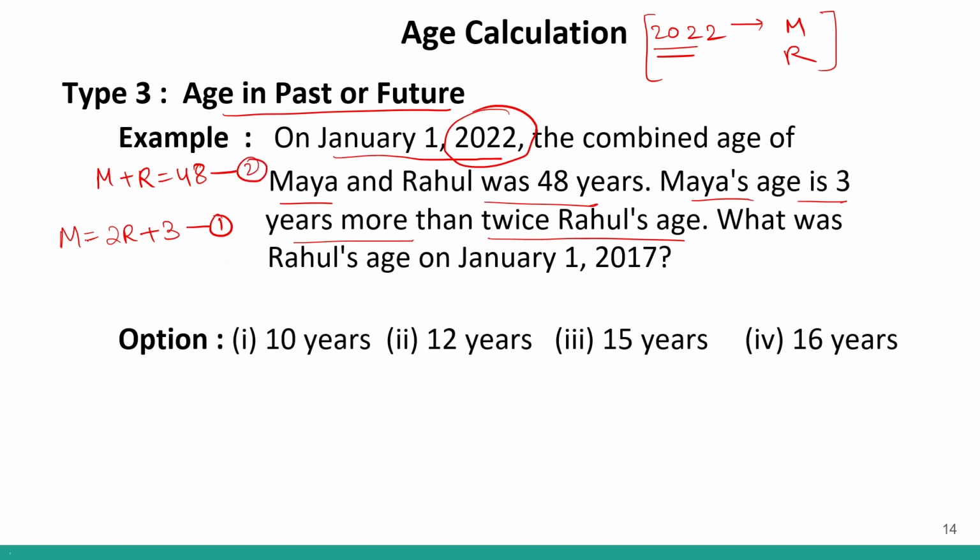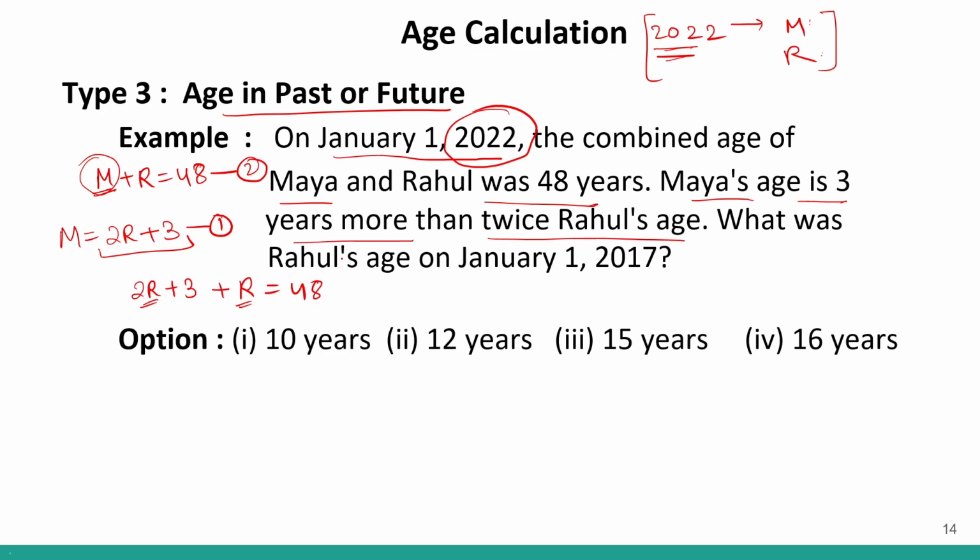So I can substitute the value of M from equation number 1 into equation number 2. Correct? I can do this. So if I change the value of M in equation number 2, it will be 2R plus 3 plus R equals 48. Correct? I have substituted the value of M. So this is my M plus R equals 48. Correct? And M and R are Maya's and Rahul's ages in 2022. Remember this. Now, if I look at this equation, I can see there is only one variable, that is R.